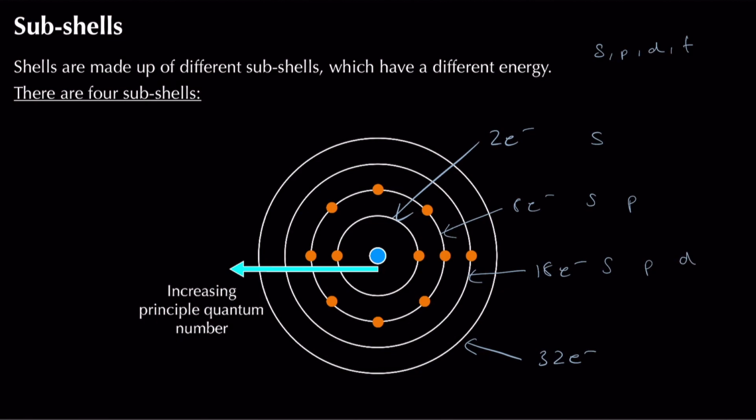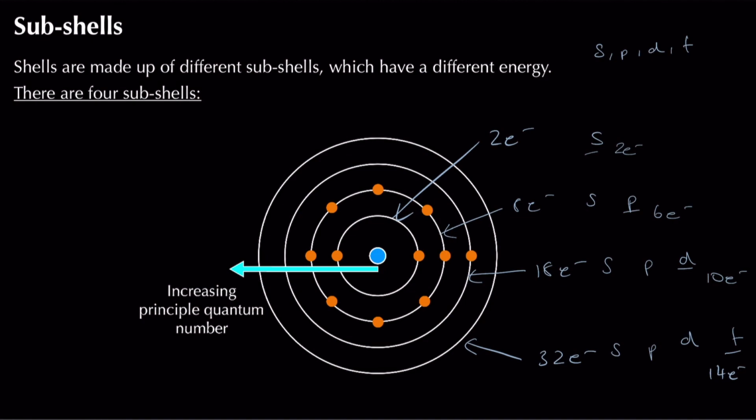If I were to look at the fourth shell, I can have again S, P, D, and then comes F itself as well. And it's important to note that the S can hold 2 electrons, the P can hold 6 electrons, the D can hold 10 electrons, and then the F can actually hold 14 electrons itself as well. And that's our different subshells that we can actually get.